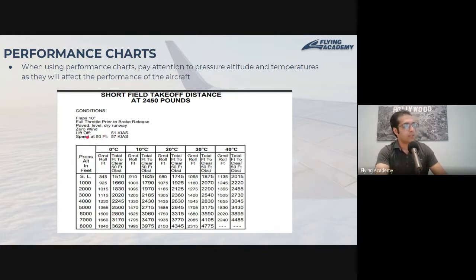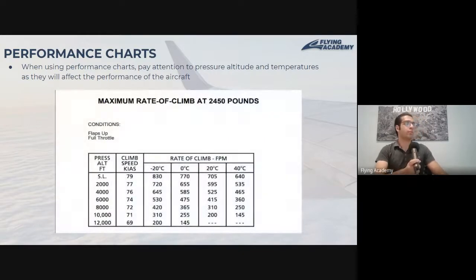The liftoff speed, the rotation speed is 51, and your VH would be 57. So let's go back to the other chart, maximum rate of climb. Same concept. If you're going to climb out of sea level, your VY, which is indicated. If you're going to fly Pipers, that might give you true airspeed. This is indicated 79 knots. And at, let's say, 20 degrees, it's going to be 705 feet per minute.